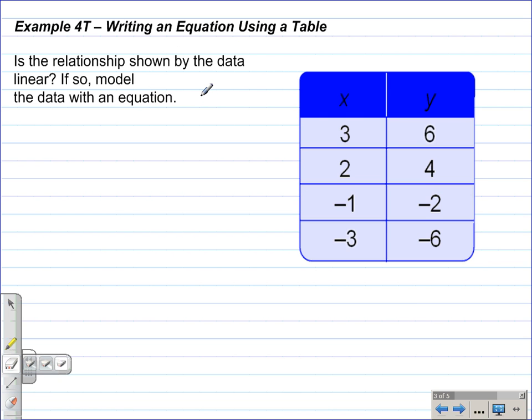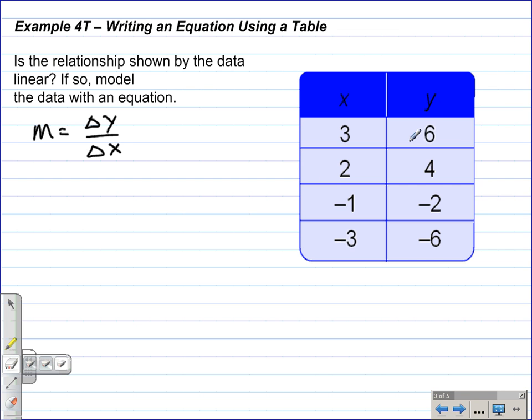Let's take a look at example 4t, writing an equation using a table. Is the relationship shown by the data linear? If so, model the data with an equation. So we want to determine if it's linear, and to determine if it's linear, we want to take a look at the rate of change, or the slope in this case, the change in the y's over the change in the x's. That's what we're going to start taking a look at. So we're going to take a look at that change between each pair of consecutive data.